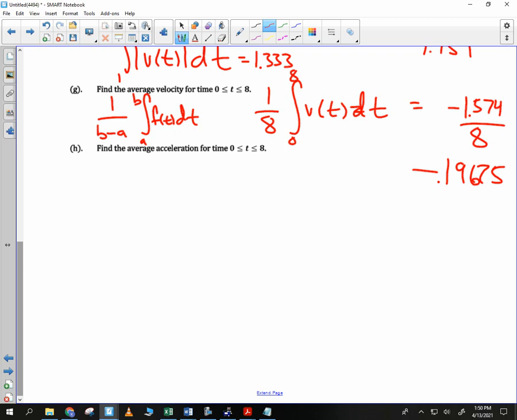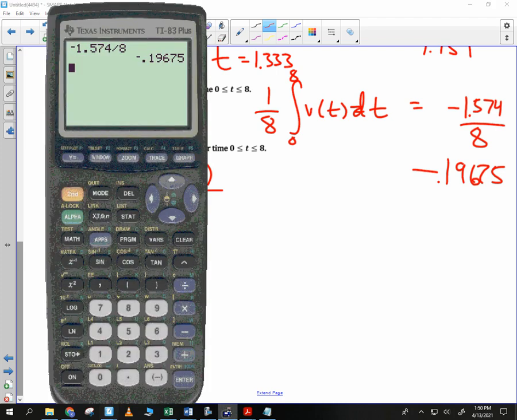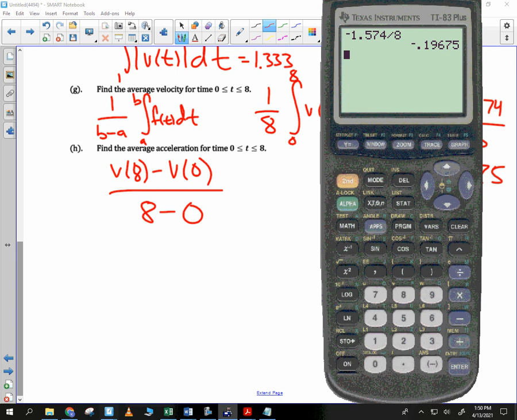And for the last kind of question, find the average acceleration. If it said find the instantaneous acceleration, what would I do? Take the derivative. If it says average acceleration, we have to do slope. Remember, slope is y sub 2 minus y sub 1 over x sub 2 minus x sub 1. So if you want to find the average acceleration, find the slope of the velocity, and that will give you the acceleration. Can somebody tell me, how do I determine v of 8?